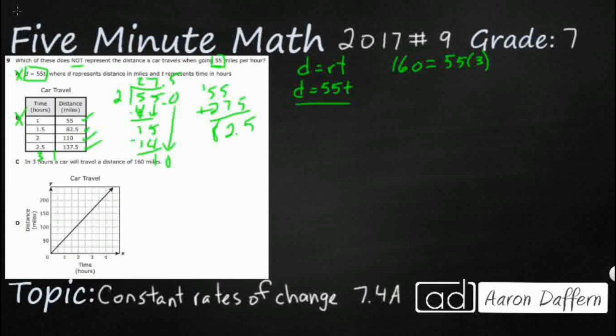Yeah, that doesn't look right because I know that 3 times 5 is going to be a 5, not a 0 in the ones place. So let's see what that actually is. That's going to be 15, and that is going to be a 15, 165. So I'm thinking C is my answer because this should be 165 for 3 hours, not 160. That is the one that does not work.